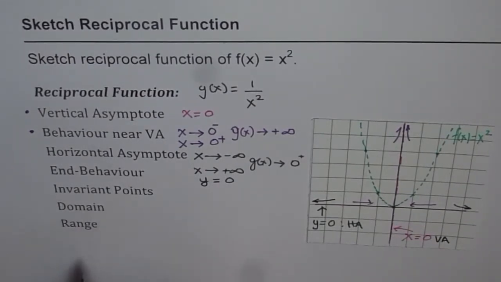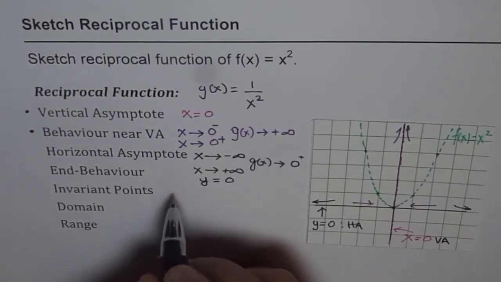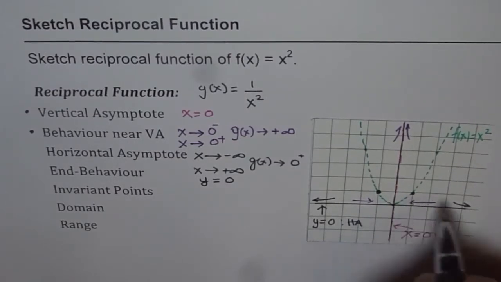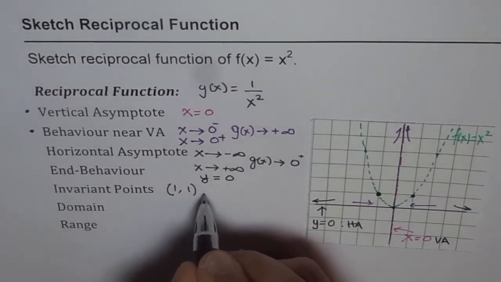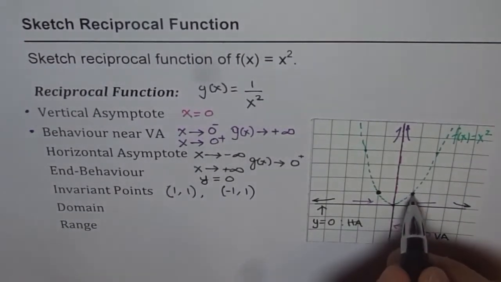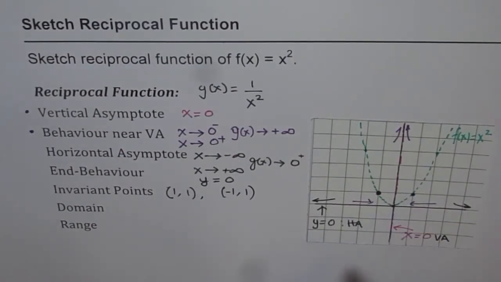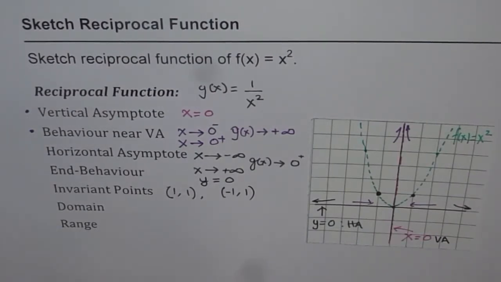Now, invariant points. Invariant points are the points where the value of the function is 1, since the reciprocal of 1 is also 1. So the points here which are invariant are (1, 1) and (-1, 1). These are the points which are common to both the function and its reciprocal. With that much information, we can definitely sketch a very neat graph of this function, right?